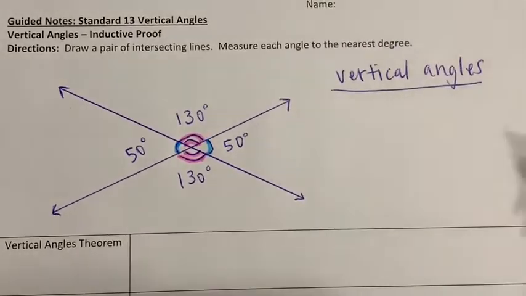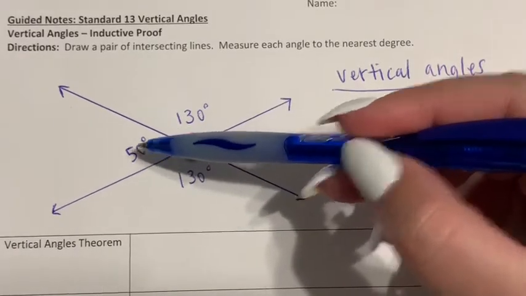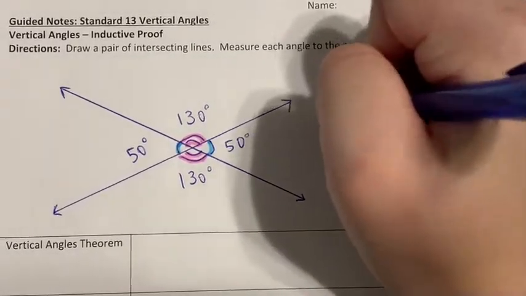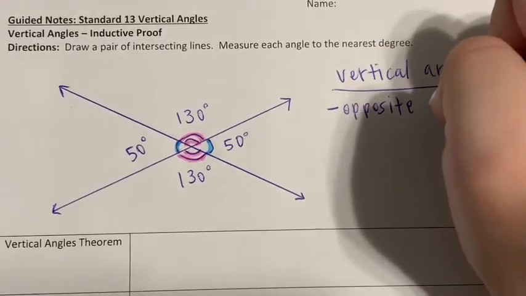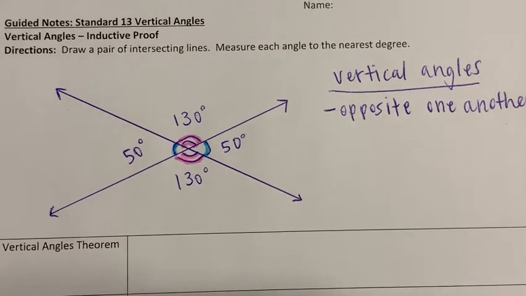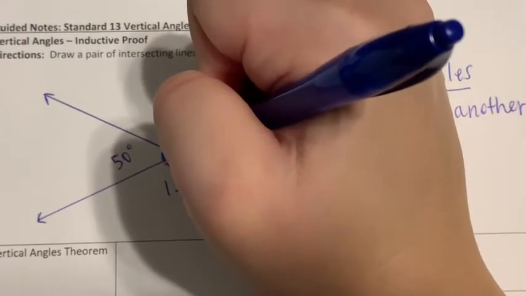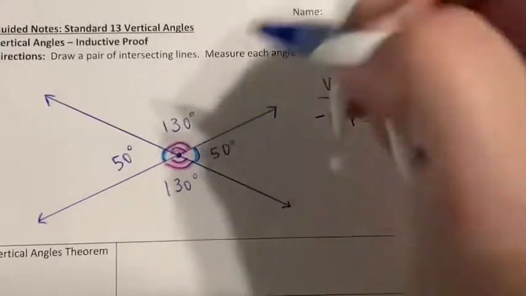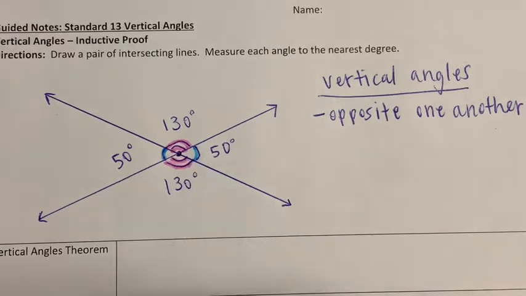I'm just going to make a few bullets to talk about vertical angles. We mentioned that vertical angles are the angles that are opposite one another. They also share a vertex. Keep in mind our vertex here is in the middle. This is the point where our 2 lines are intersecting, and they do share that vertex.